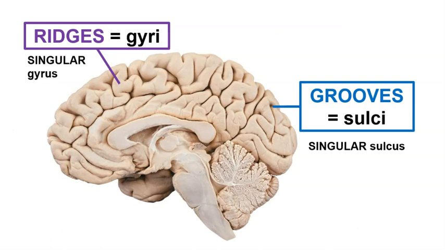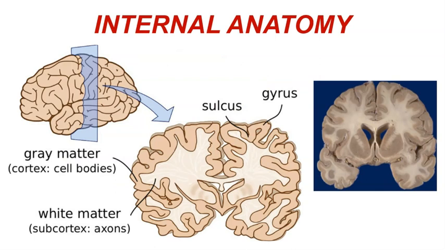The elevated ridges of cerebral tissue are called gyri. Meanwhile, the shallow grooves that are found between those gyri are called sulci. There's also a superficial and deep organization to the cerebrum. Superficially, there is a thin layer of gray matter that is called the cerebral cortex, while the deeper material is white in color and is referred to as the white matter.